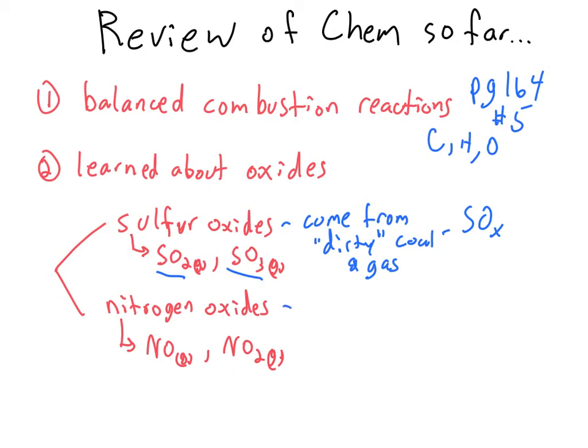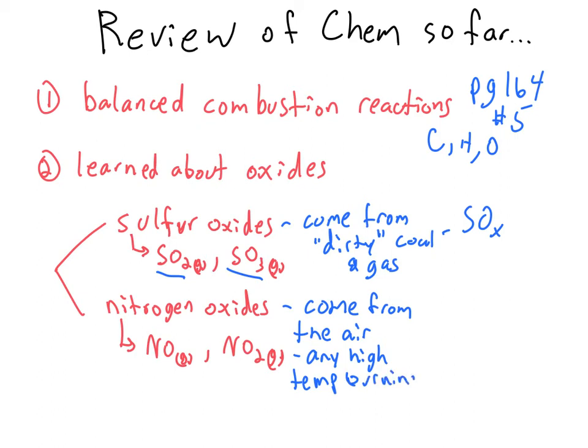The nitrogen oxides, we learned, come from the air. Nitrogen is 80% of the air, and it also comes from any high temperature burning. We're not going to assign a number to that, but it's just any high temperature burning. This would be burning that happens, for example, in a car engine. A car engine has very high temperature burning, and so does a furnace.